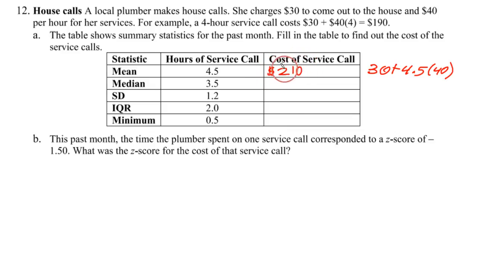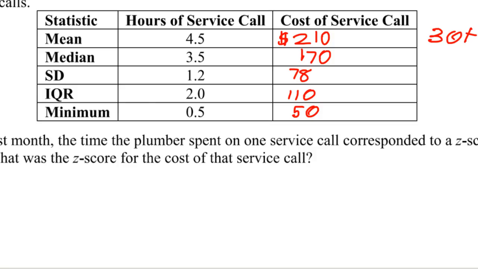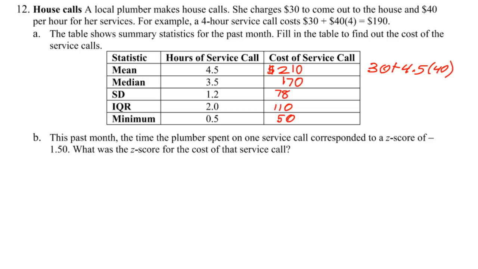Now, if I do that for each of these rows, then I'm going to get an overall description for each of these numbers. So I'm going to pause the video and do that, and then come back and actually interpret these. So I just finished doing all of the calculations here, and I'm going to zoom back out and see what they want me to do with this. So this past month, the time the plumber spent on one service call corresponds to a z-score of 1.5. What was the z-score for the cost of that service call?